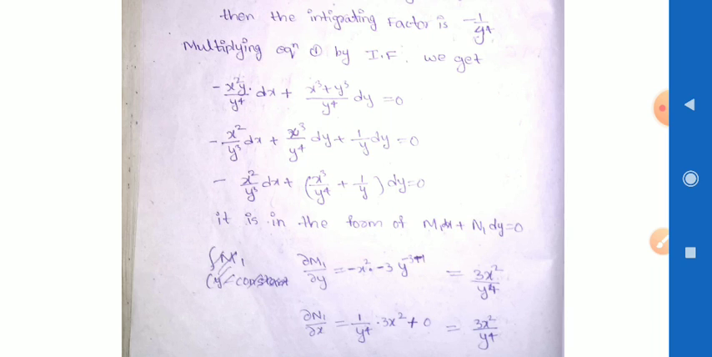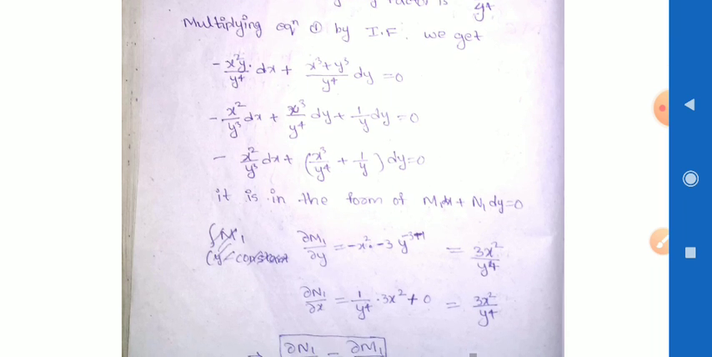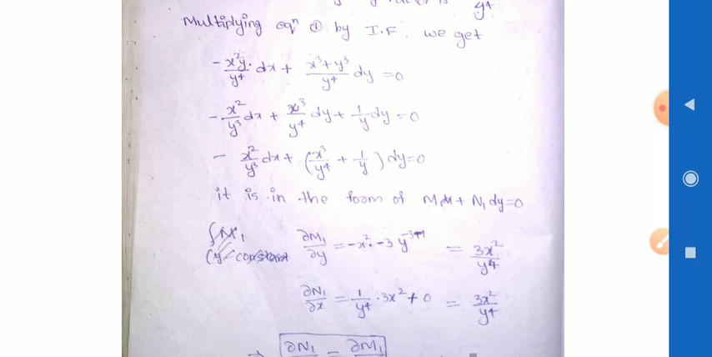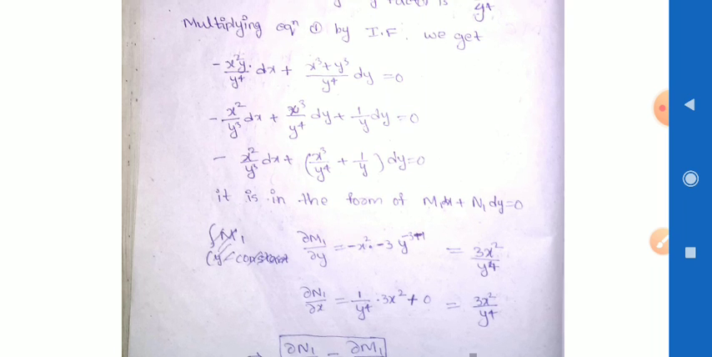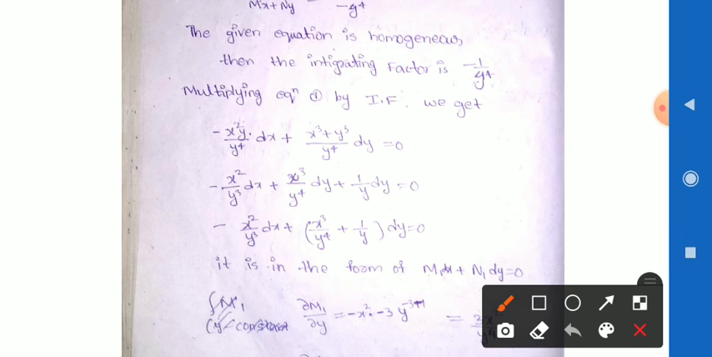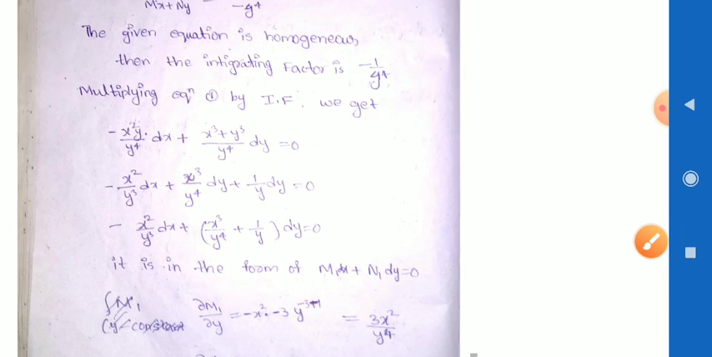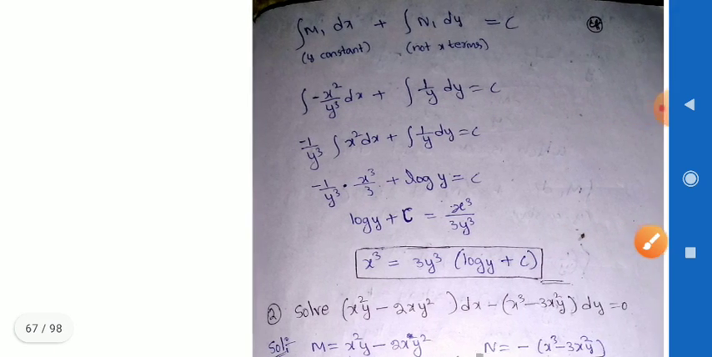And similarly I am doing for n1 with respect to x. Partial differentiation gives ∂n1/∂x equals 1 by y to the power 4 into 3 into x square, that is 3x square by y to the power 4. So here ∂m1/∂y value and ∂n1/∂x value are equal. Therefore we can conclude that m1 dx plus n1 dy is an exact differential equation. Then also minus 1 by y to the power 4 is the integrating factor. Then we can solve the above problem.